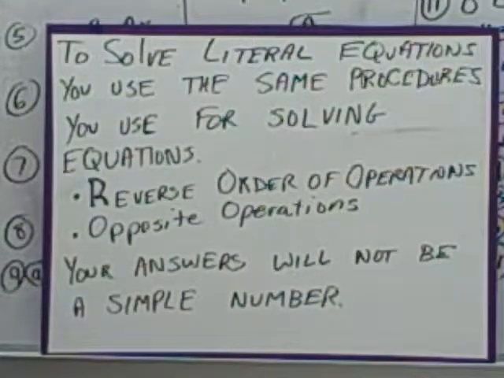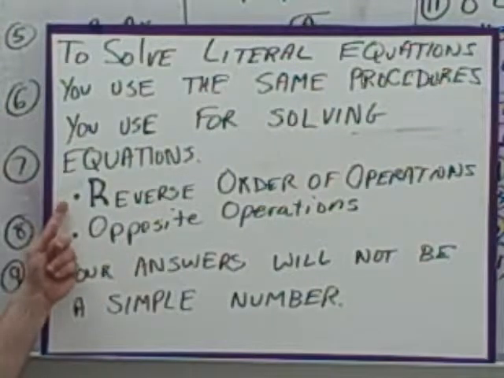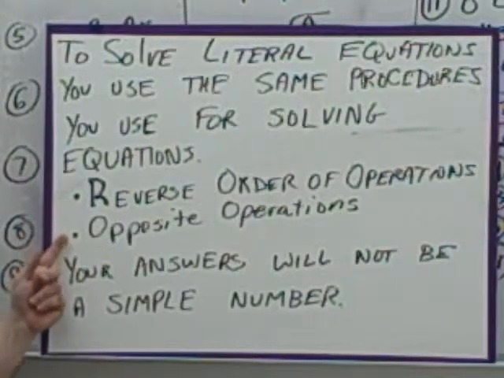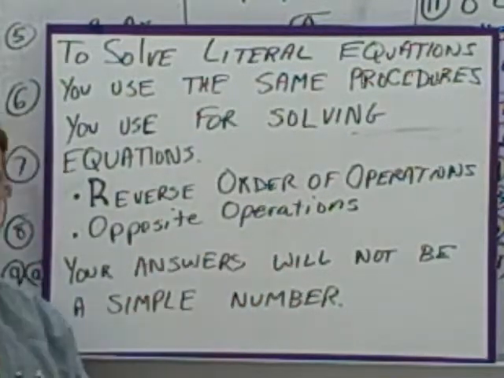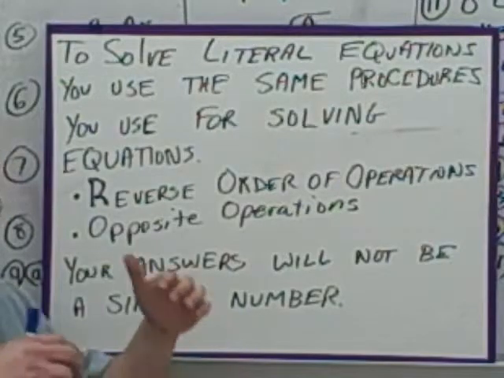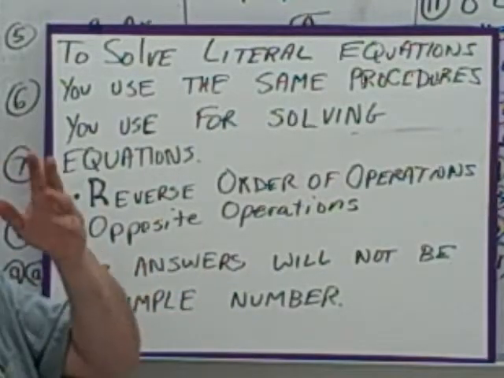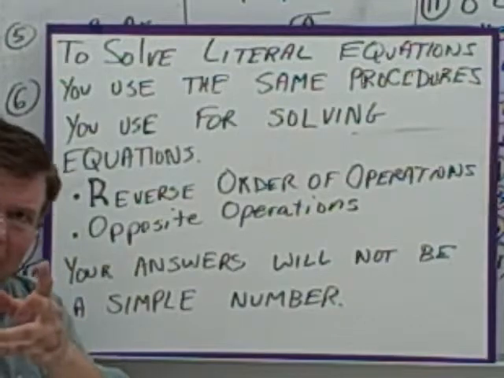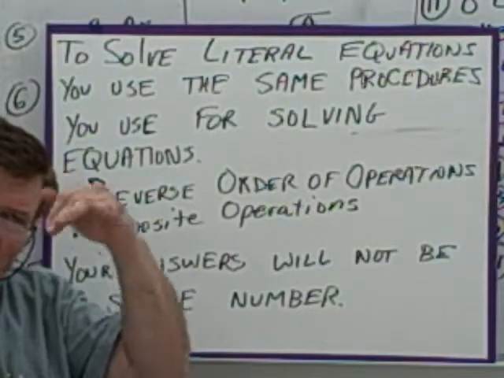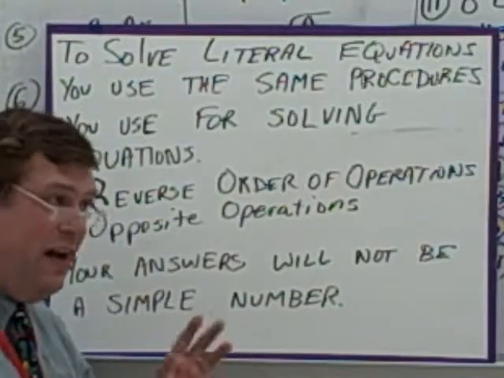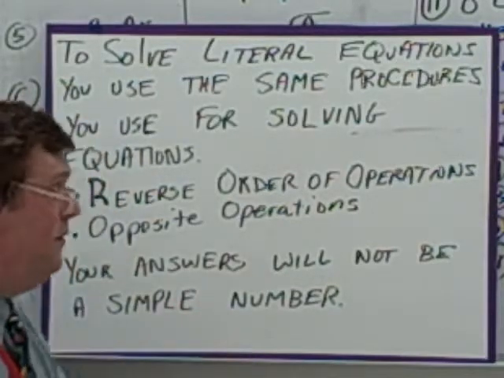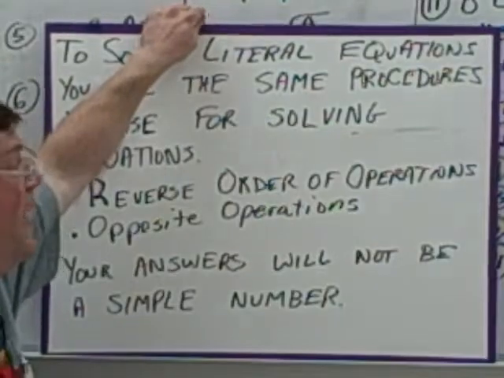To solve literal equations, you use the same procedure as you use for solving equations. You're going to use the reverse order of operations, and you're going to use opposite operations. Your answers will not be a simple number. You're not going to get x equals 12. You're going to get x equals y to the second power 5 divided by 2 times 87 plus z minus 8. There's going to be all sorts of weird, odd stuff going on there. Your answer is not going to be a simple number, so be prepared for that.